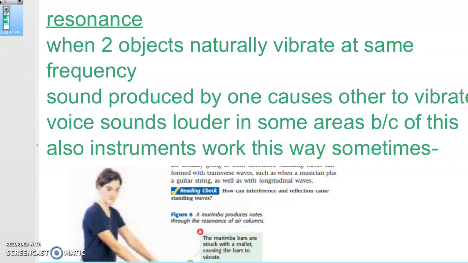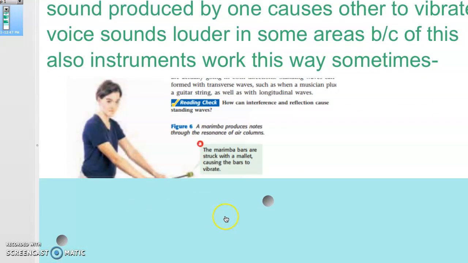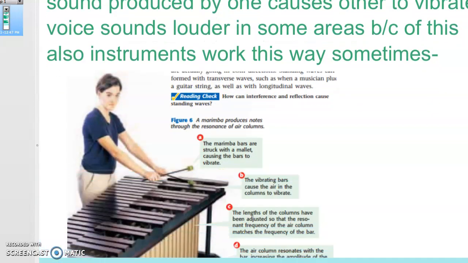Instruments work this way. So here's the marimba bars, right? Some of you guys have even played these in music class. This is a great example of resonance. So it produces sound based on the resonant frequency of the air, the resonance of the air column.